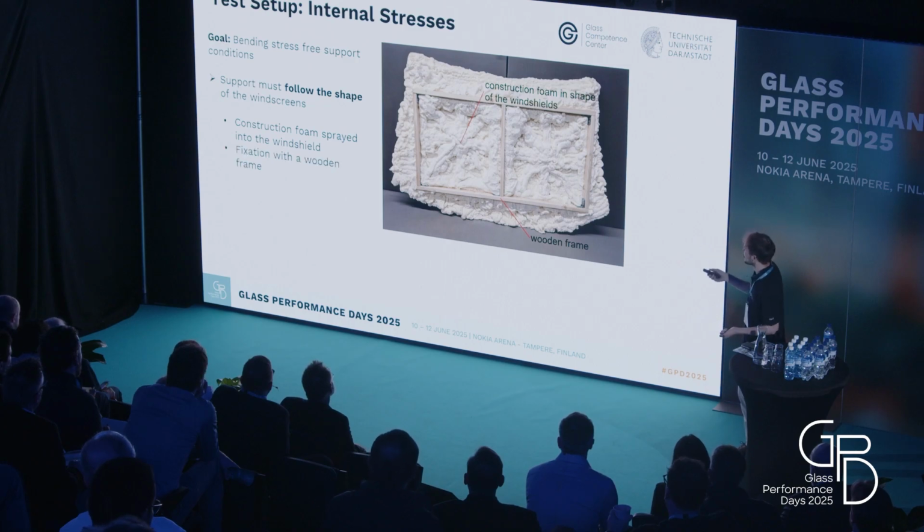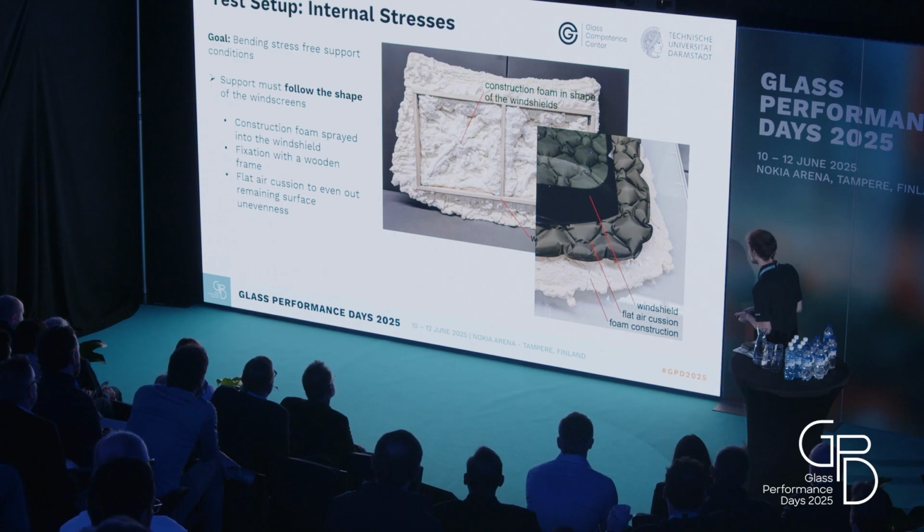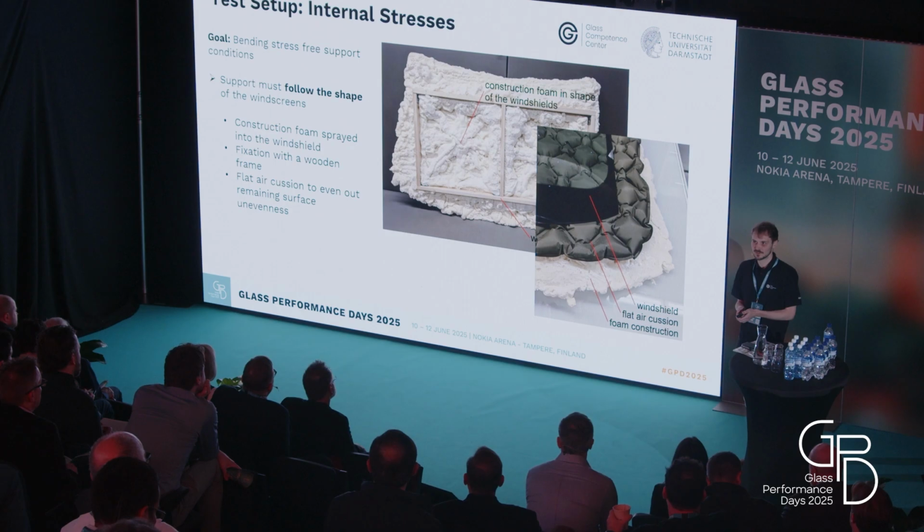I put a wooden frame on it just to increase the stiffness of this whole construction a little bit and to have the opportunity to lay it plainly on the ground. And at the end, just to even out some unevenness from the hardening process of this foam construction, I put a flat air cushion between these two. That way, I got pretty much bending stress-free support conditions.